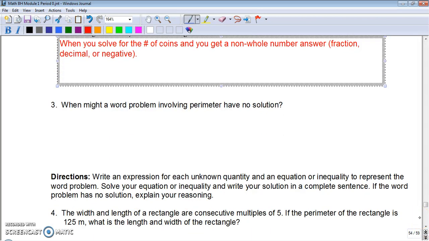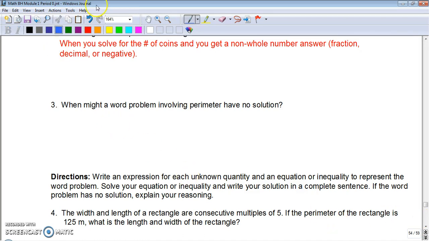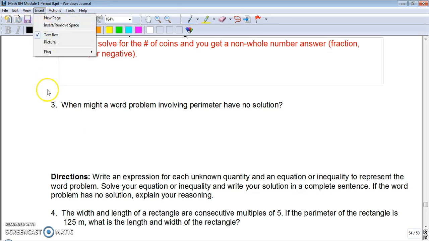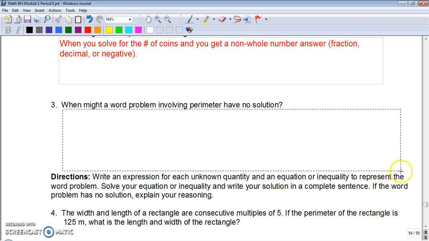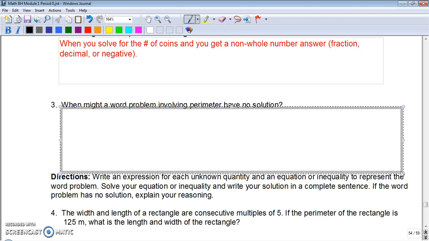Number 3 says, when might a word problem involving perimeter have no solution? We actually, I think, talked about this at some point. We said that we could have fraction or decimal for side length, but we can't have negative side length. That would be like an imploding rectangle. So when you solve for length or width, you get a negative number.